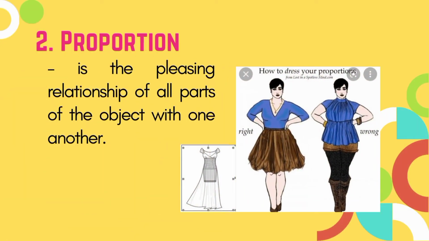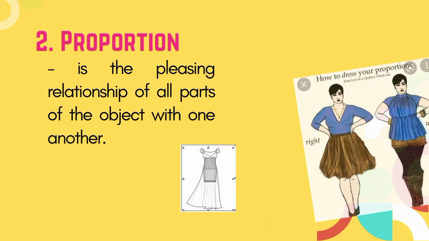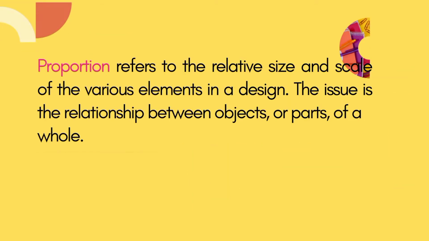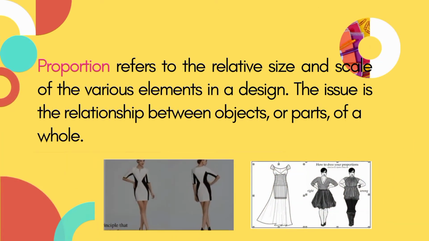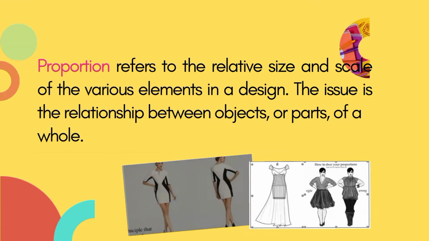Number 2 is proportion. It is the pleasing relationship of all parts of the object with one another. Proportion refers to the relative size and scale of the various elements in a design. The issue is the relationship between objects or parts of a whole.